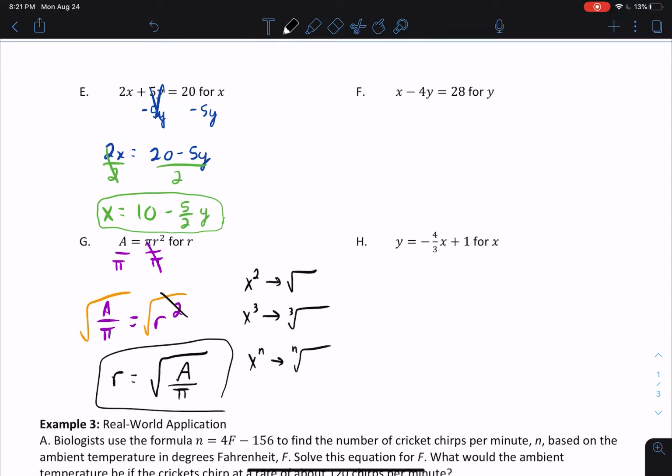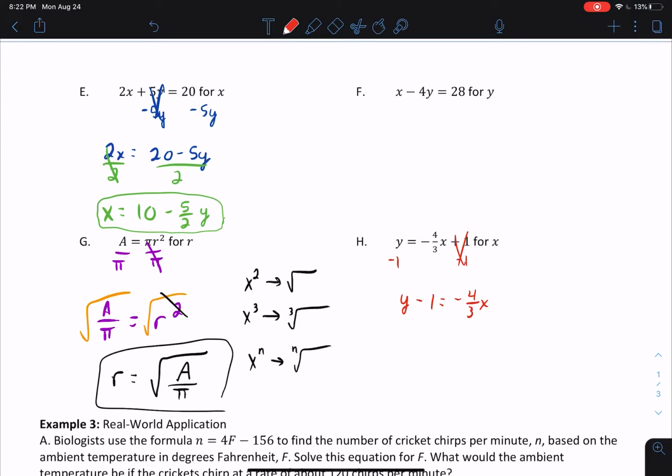All right, last one we're going to do is h. We have y equals negative 4/3 x plus 1. I want to solve this for x. So first thing I'm going to do is subtract 1 from both sides. So I have y minus 1 equals negative 4/3 x.